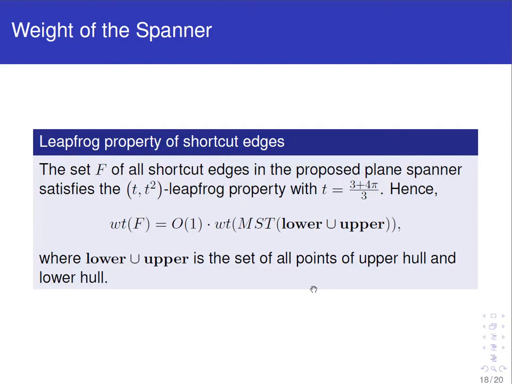Note that we call an edge between the upper hull and lower hull a shortcut edge. We prove that the set F of all shortcut edges in the proposed plane spanner satisfies the (t, t²)-leapfrog property with t equal to 3 + 4π/3. Hence, the weight of the set F is asymptotically equal to the weight of the minimum spanning tree of the union of lower and upper, where the union of lower and upper is the set of all points of the upper hull and lower hull.